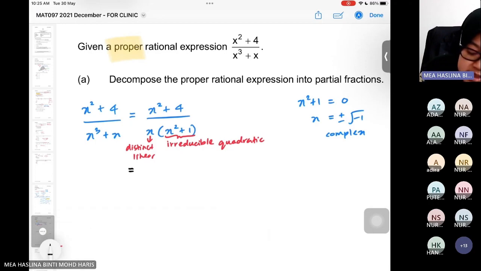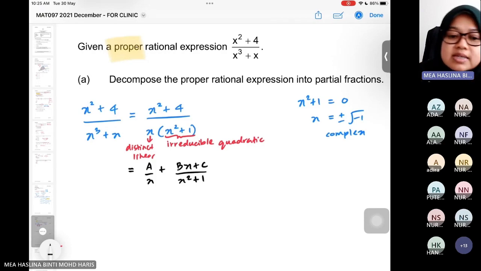The form is A over x plus Bx plus C over x squared plus 1. So make sure you write correctly the factors and also the form of the partial fractions. This is the critical part, because if you have a wrong combination of partial fractions form, then you can expect the final answer to be totally wrong. So you should start with the correct form of the partial fractions.